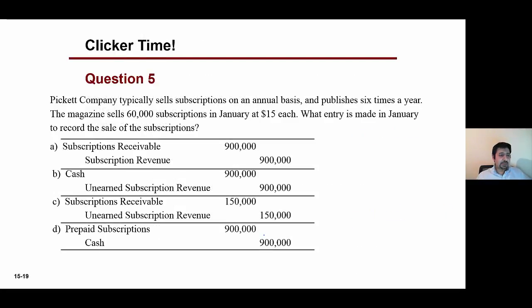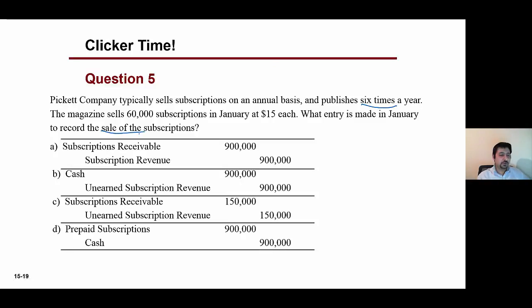Pickett Company typically sells subscriptions on an annual basis. This is an example based on a company that publishes magazines, and in this case it publishes 6 times a year. The magazine sells 60,000 subscriptions in January at $15 each. What is the journal entry that the company will make to record the sale of the subscription?